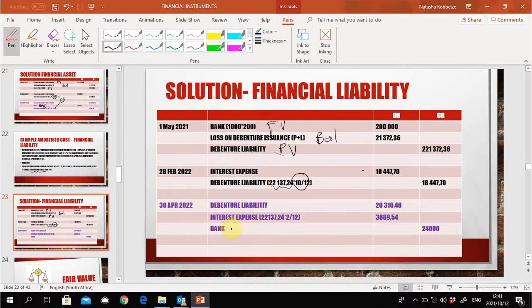When payment date comes, out of the bank account, we make a payment which is equal to the payment on our financial calculators. We recognize the rest of the interest expense, which is now 2 months to get to 12 months, because 1 May to 30 April is 12 months. So we're short 2 months. So I put the interest expense there. And then the balancing figure goes again to the debenture liability.